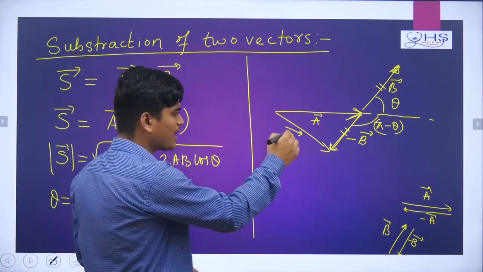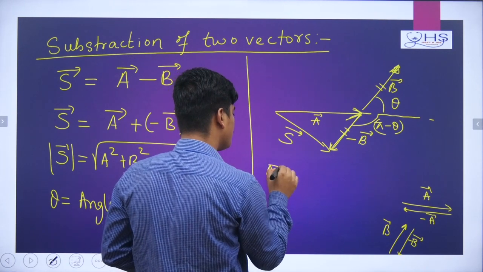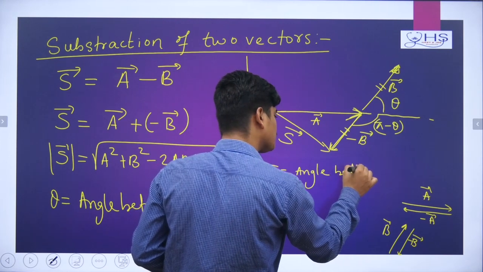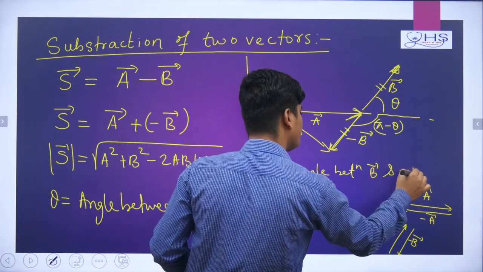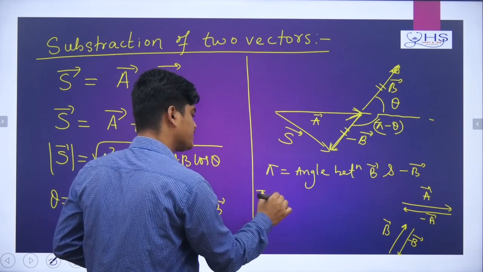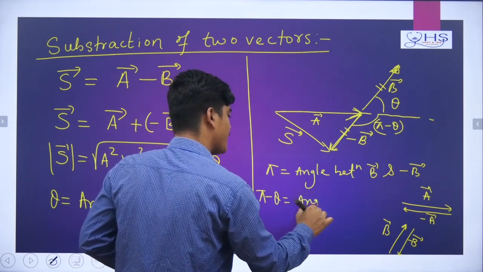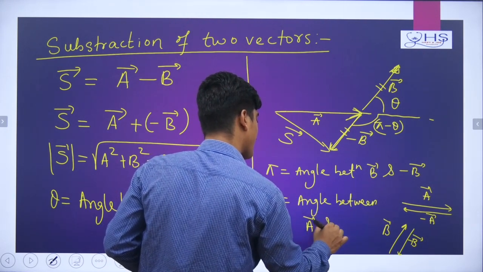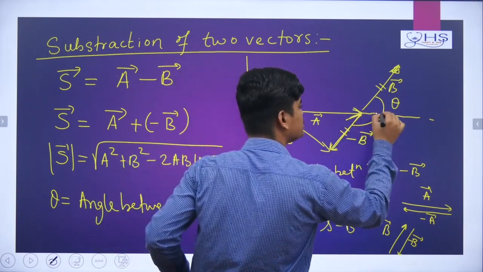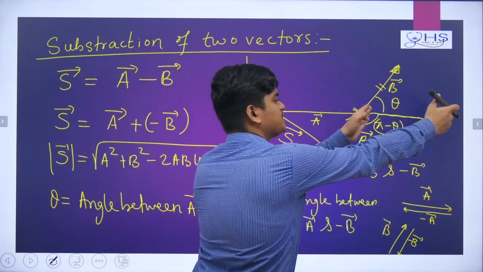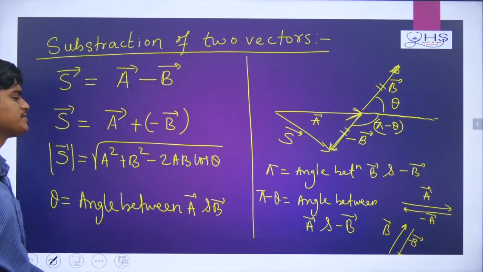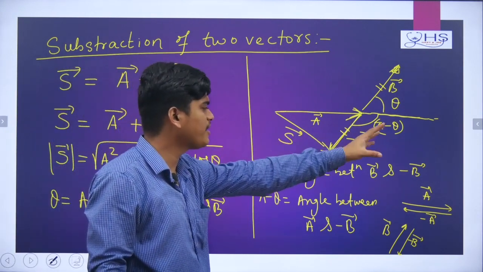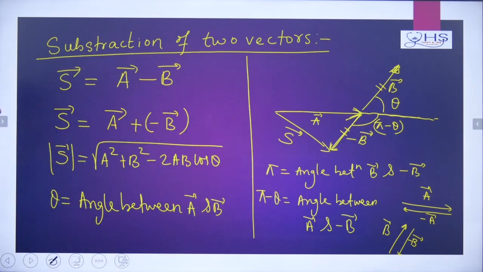So theta is the angle between A and B, and pi is the angle between B vector and minus B vector. And pi minus theta is the angle between A vector and minus B vector. You see, this is your A vector, because you can parallelly shift this vector. So theta is the angle between A vector and B vector, pi is the angle between B vector and minus B vector, and pi minus theta is the angle between A vector and minus B vector.